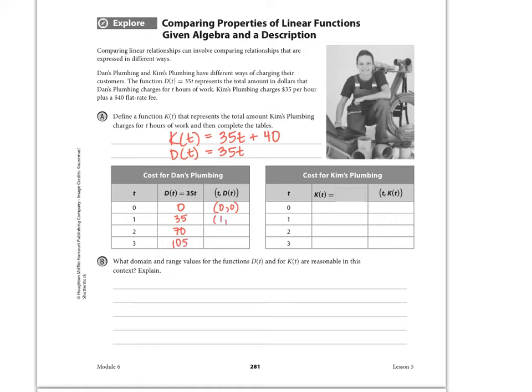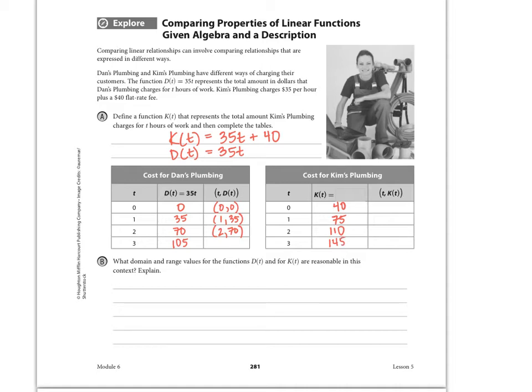Okay, so I'm not going to write up all these points, but this is what it might look like. For Kim's Plumbing, we have $35 per hour plus $40. So for 0 hours, it's going to be 40. For 1 hour, it's going to be 75. So I'm just going to be adding 35 for every extra hour that's being added, right? So for 2 hours, what do I have? 110, and then 145.